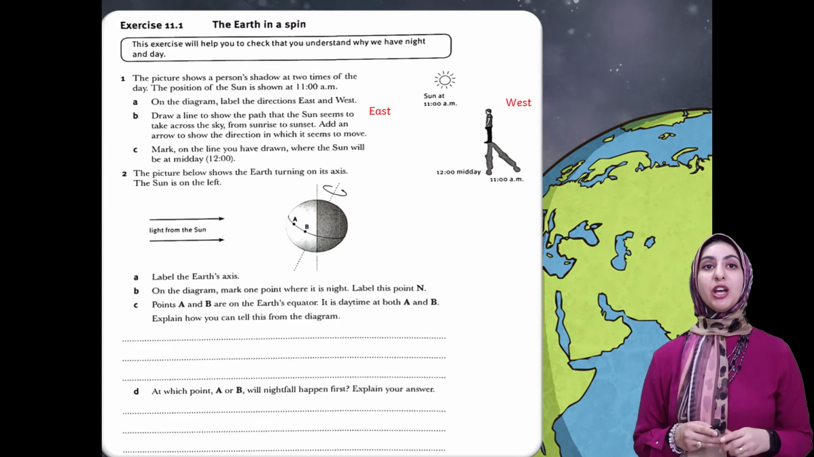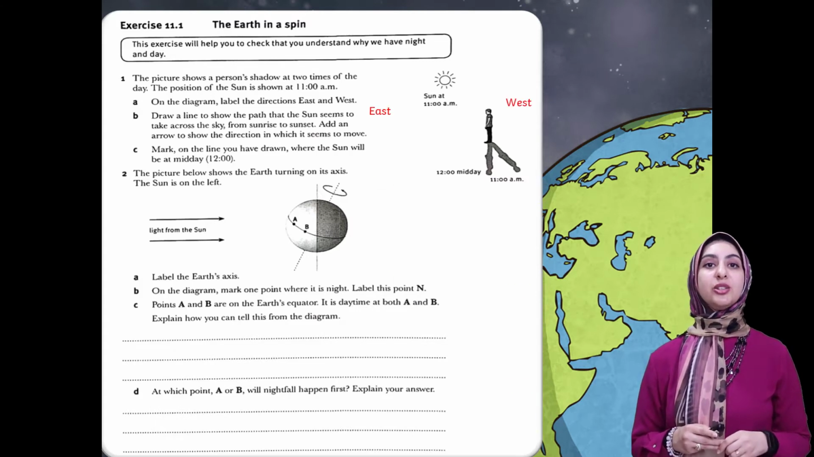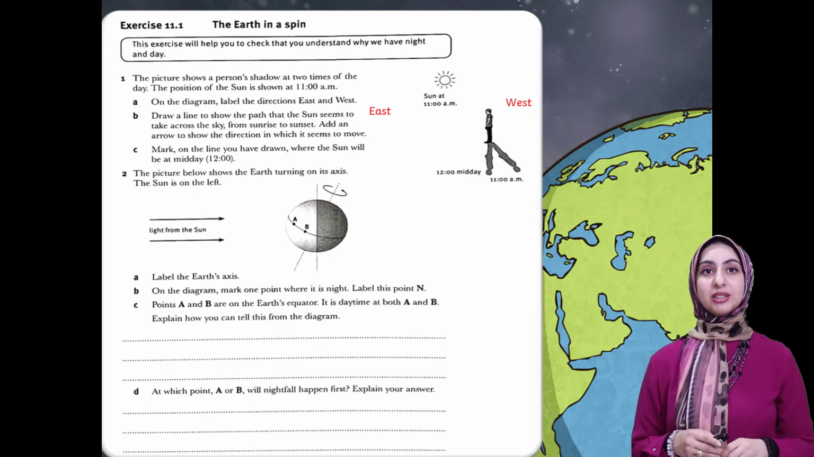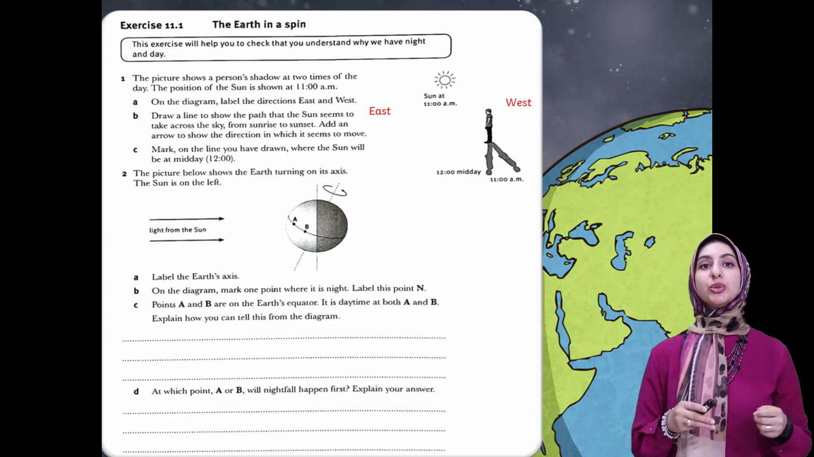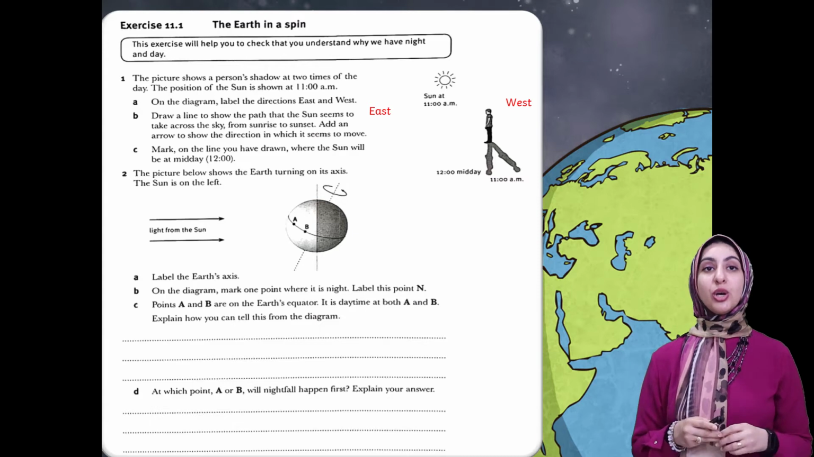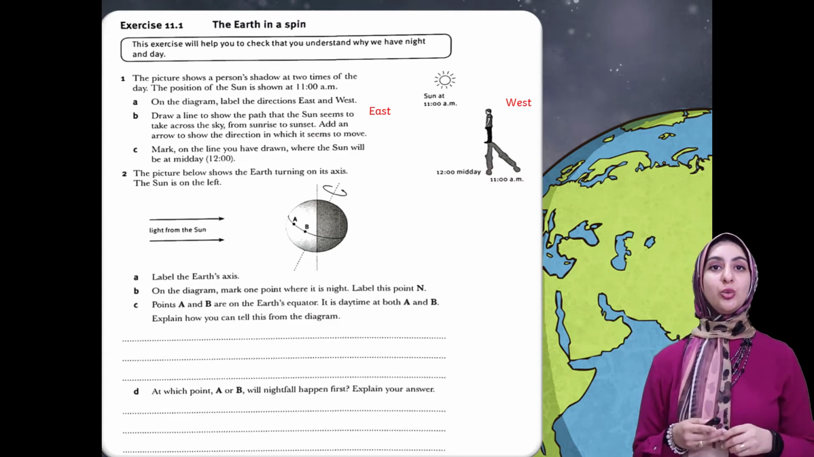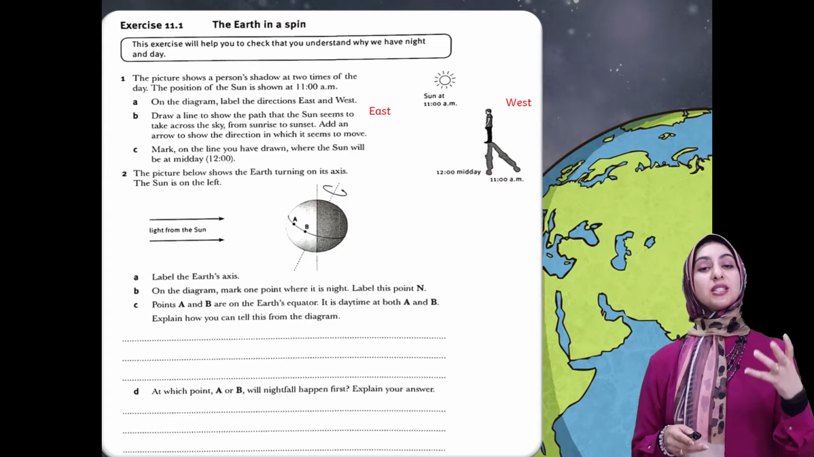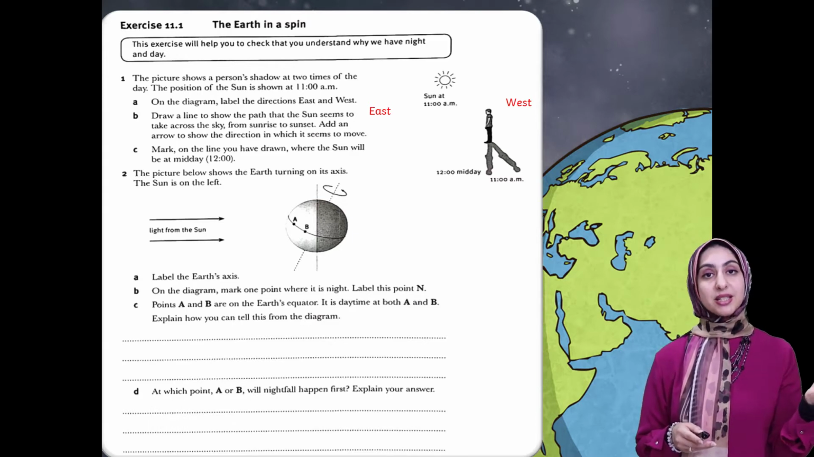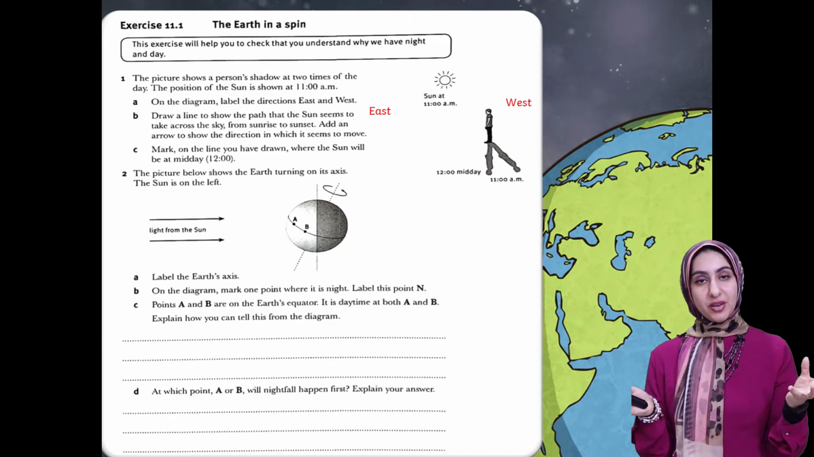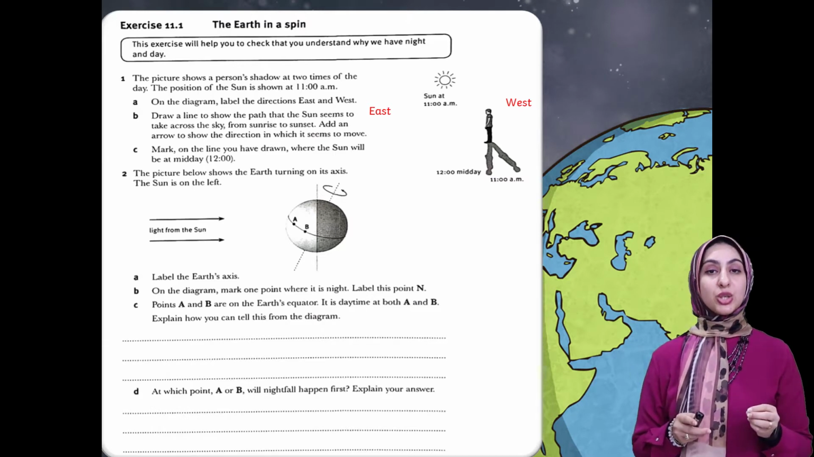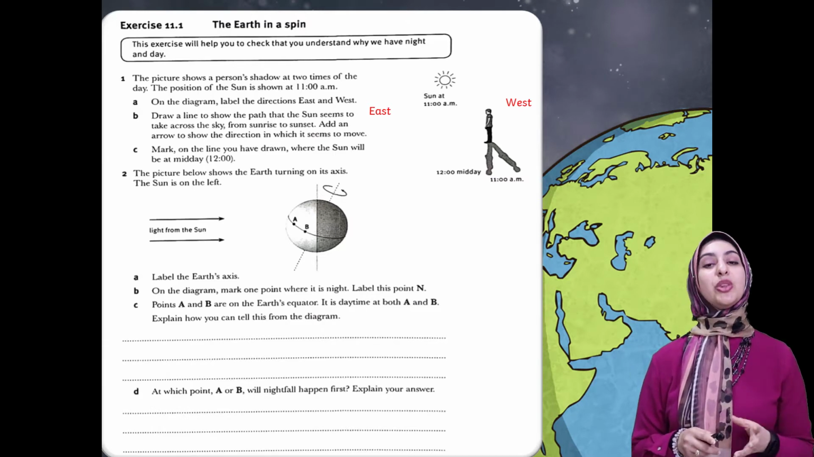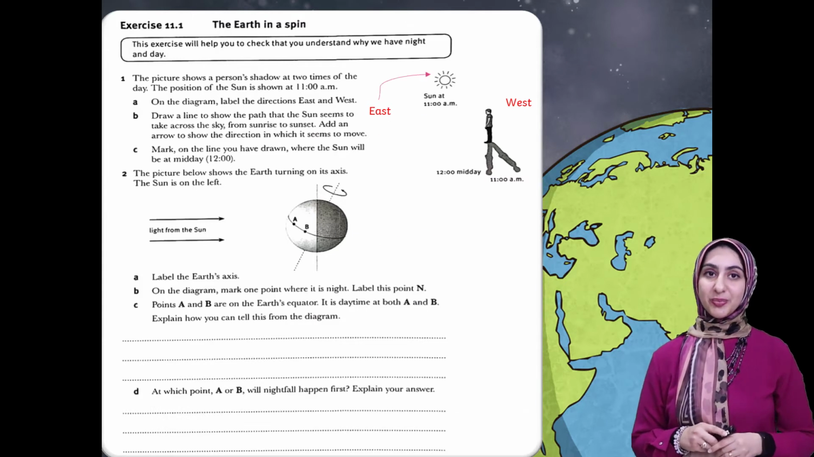Okay, question B. Draw a line to show the path that the sun seems to take across the sky from sunrise to sunset. Add an arrow to show the direction in which it seems to move. We know that the sun rises from the east and sets in the west, right? So the direction will be from the east to the west, like this one.